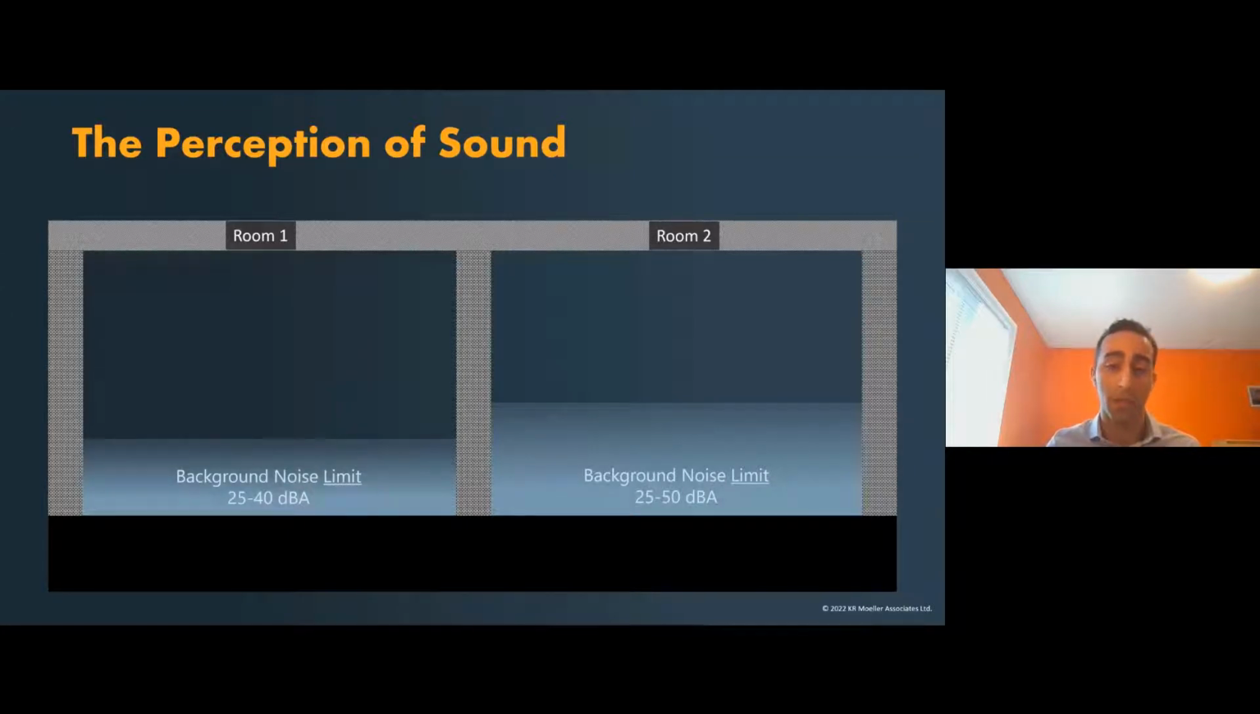Acceptable maximum limits for these sources vary according to the space type, function, and their expectations, from as low as 20 dBA to as high as 55. As you can see, we're choosing to be a little bit more conservative in room 2, which could be an open plan area, and even more so in room 1, which could be a private office.